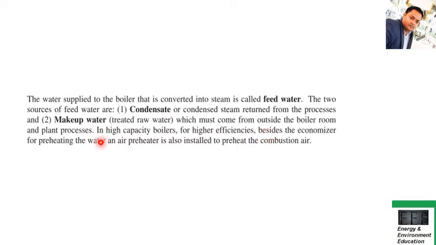In high capacity boilers, for higher efficiency, besides the economizer for preheating the water, an air preheater is also installed to preheat the combustion air. This part, economizer and air preheater, I'll explain in the coming slides, friends, which is also equally important. What is economizer all about? What is air preheater all about? But for the time being, we should understand what is feed water and the different types of feed water. Basically, what feed water is is given here, and the easy explanation of the different types: the condensate and the makeup water are the two sources of feed water that you should understand and be able to explain in the case of exam if it is asked, friends.